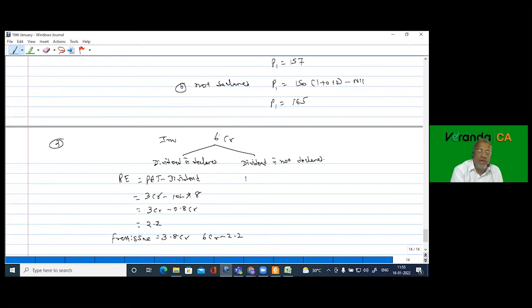When dividend is not declared, retained earnings is going to be 3 crores, because PAT is 3 crores minus dividend is nil. Therefore, it is 3 crores. So the fresh issue will be for 3 crores. How come? 6 crores minus 3 crores.